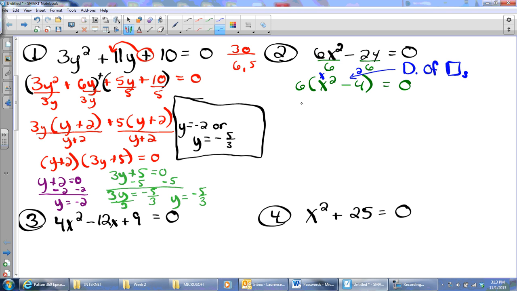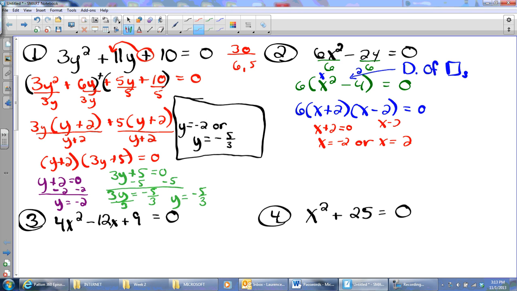This is going to factor as 6 times x plus 2 times the quantity x minus 2. Now most of you are smart enough to tell that x plus 2 equals 0 gives x equals -2, and x minus 2 equals 0 gives x equals +2. Again, you could write it out and solve for x. I'll bet most of you can see it on this one. Can't see it on all of them, but there's your answer.